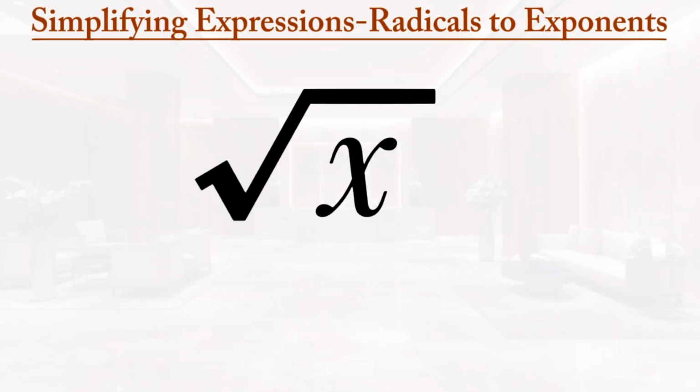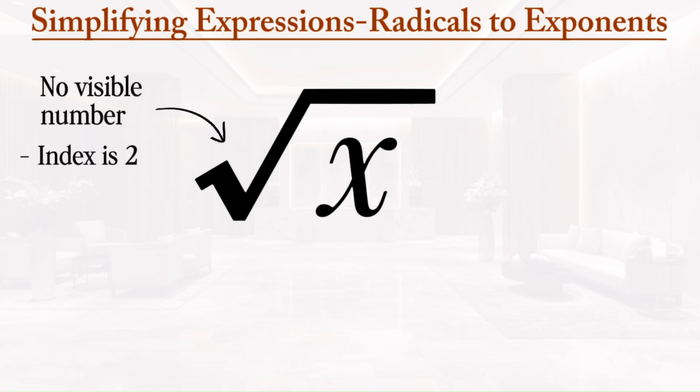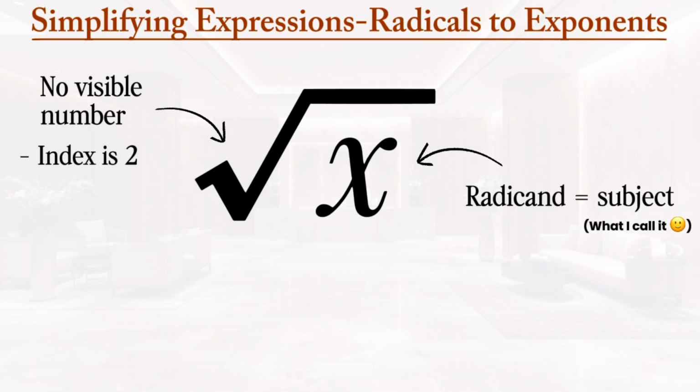Here you are, a simple radical, the square root of x. Since there is no number but the radical symbol, the index is automatically 2. The variable x is the radicand, and I will be calling radicands the subject throughout the video.